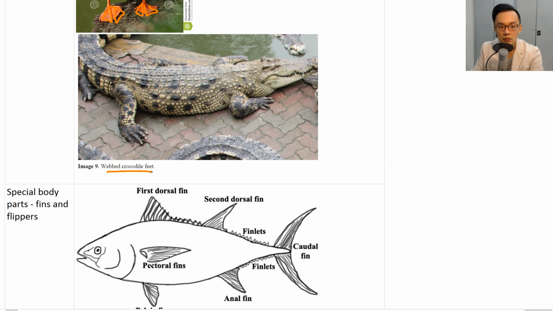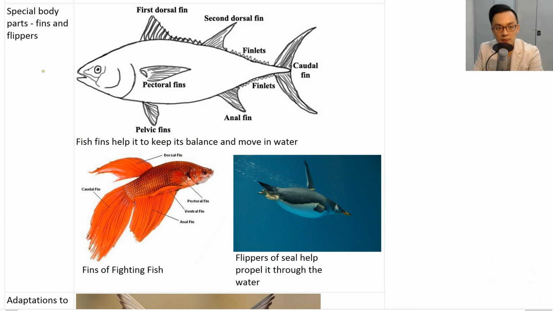Last one is the webbed crocodile feet. So if you look at here, you can see the webbing on the crocodile feet as well to help it to move faster. Okay, so special body parts. You have the fins and the flippers. So these are all the fins of a fish. Alright, you don't have to know the names. I just put it here for your reference, but there are many fins. So fish fins help it to keep its balance and move in water. So when they flip their fins, then they will push themselves through the water.